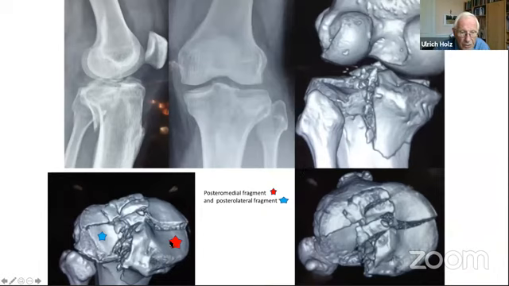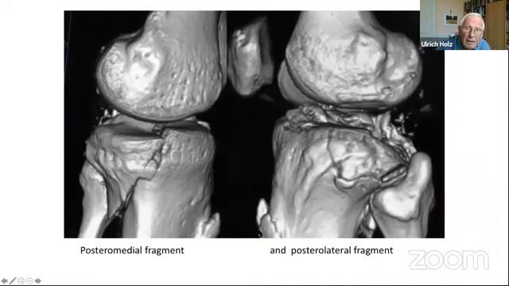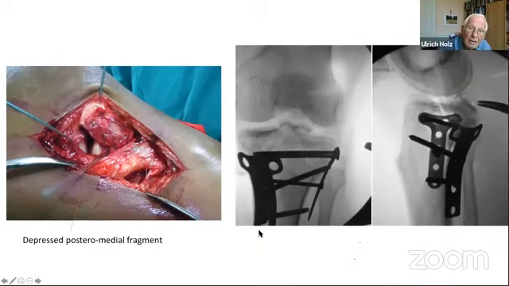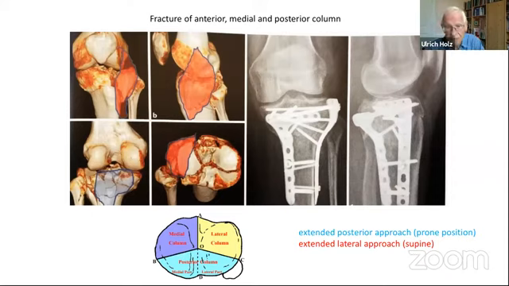Here the posteromedial and posterolateral fragments are depressed. And stabilized here, the depressed posteromedial fragment lifted up and supported by a posterior plate. Here, the posterior plate, and then at last the whole bicondylar fracture stabilized by a second plate.